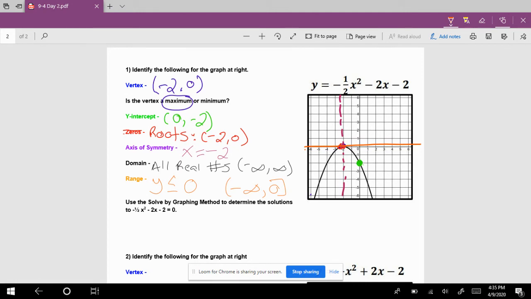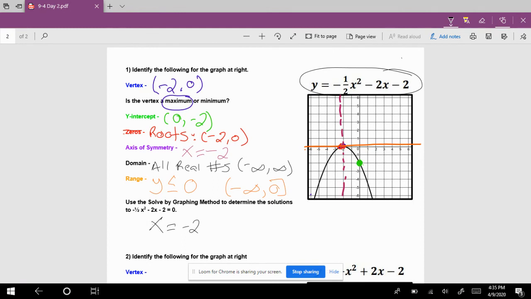Okay, now solve by graphing. So again, it's asking you to solve 1/2 x squared minus 2x minus 2 equals 0. That is the same as the equation at the top of the screen. So solving it equal to 0, that's just my x-intercepts. So in this case, x equals -2.